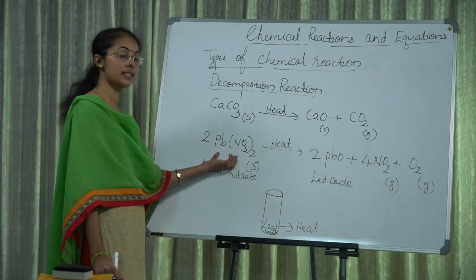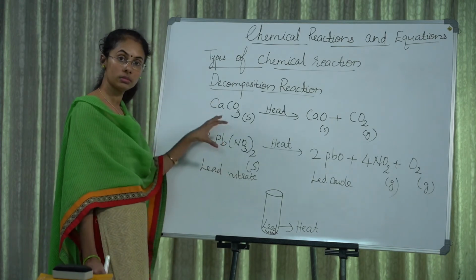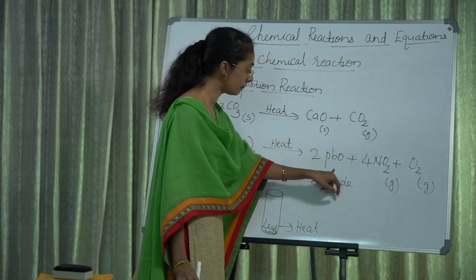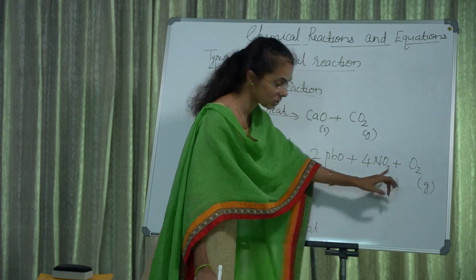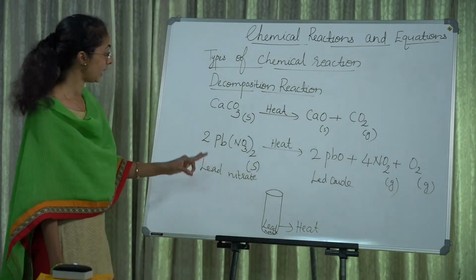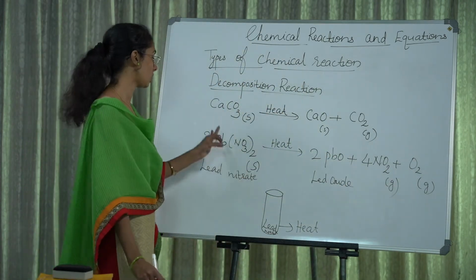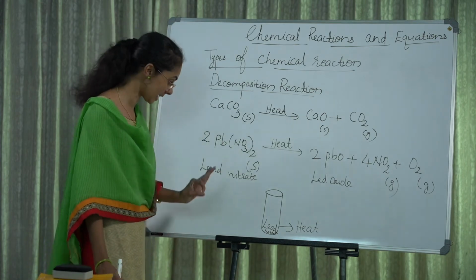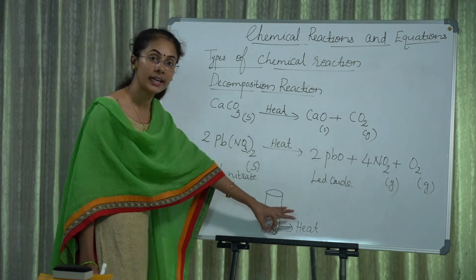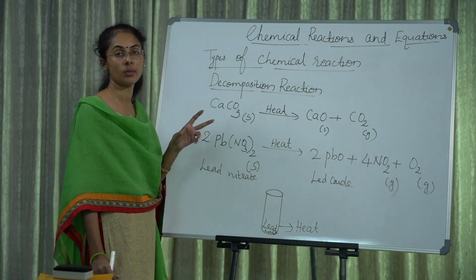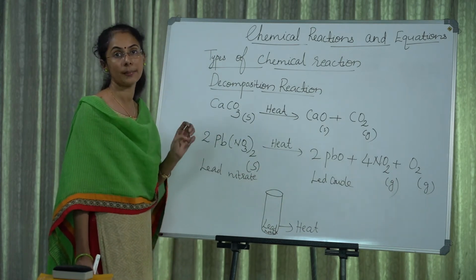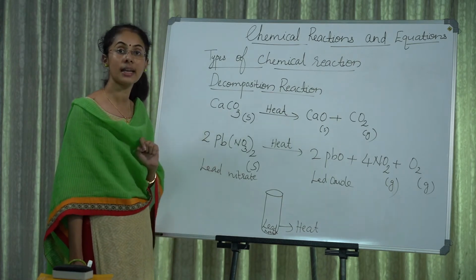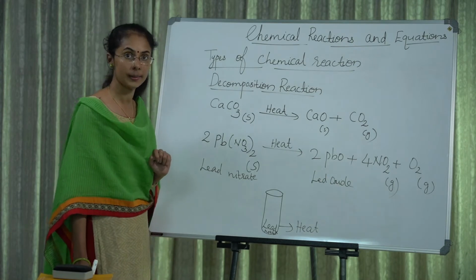That lead nitrate is one single compound, and on heating it forms PbO plus 4NO2 plus O2, that is 3 products. It happens in the presence of heat, so this one is also a thermal decomposition reaction. Lead nitrate on heating forms a brown gas. That brown gas represents the presence of nitrate.